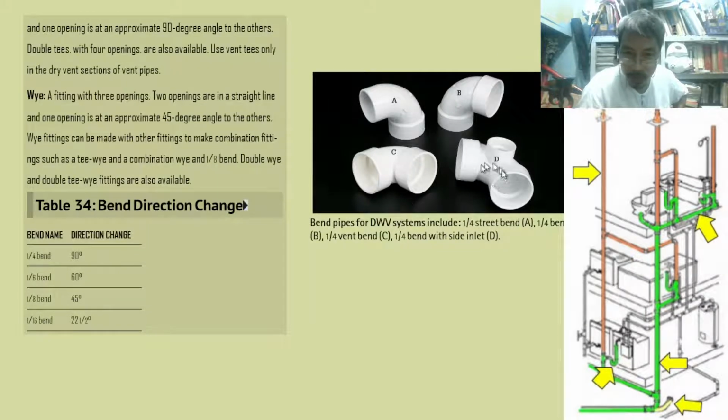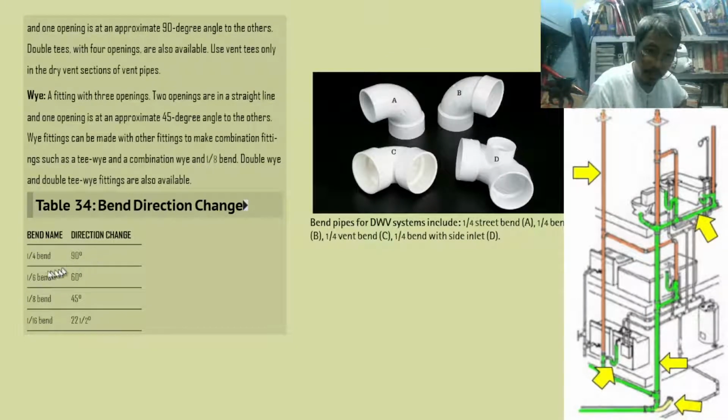Okay. So this is what we call a 1/4 bend with side inlet. Table 34, bend direction. We can buy 90 degrees, 60 degrees, 45 degrees, and 22 and 1/2 degrees. This is 1/16, 1/8, 1/6, 1/4. So a 1/4 bend is 90 degrees.